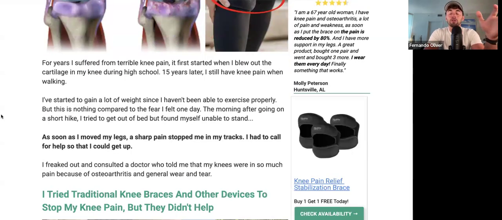So I'll just go over the lead of both of these products and then I'll scan through the structure that they're using for their advertorial and what angle they're really going for here. So for years, I suffered with terrible knee pain. So immediately it's a first person perspective. It's not from the perspective of the brand. They're taking on the perspective of eventually a consumer.